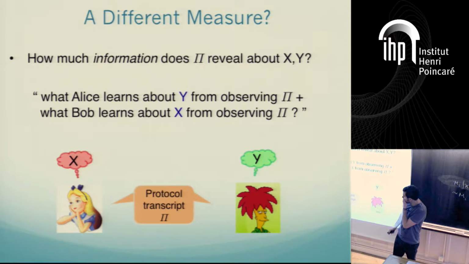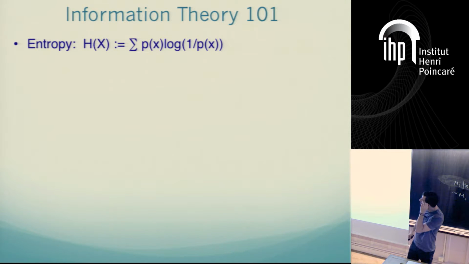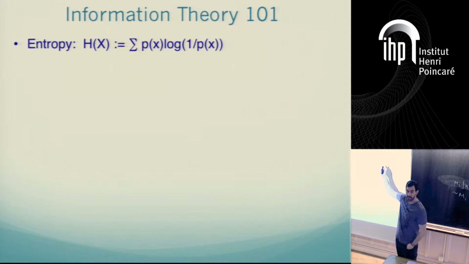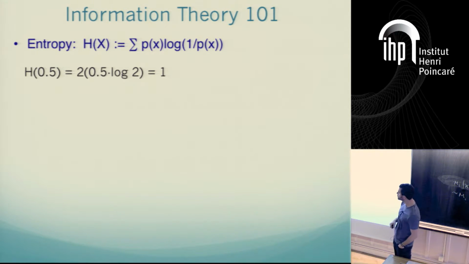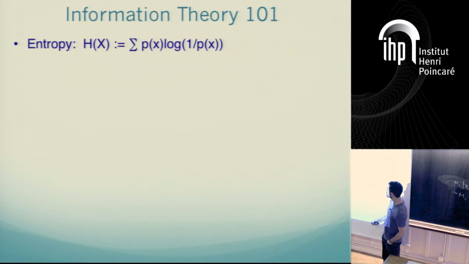Okay? And to formalize this, we will use notions from information theory. So the most basic measure in information is the Shannon entropy of a random variable. This is just the expected number of bits required to describe a random element of the distribution. So for example, the entropy of a random unbiased coin is 1.